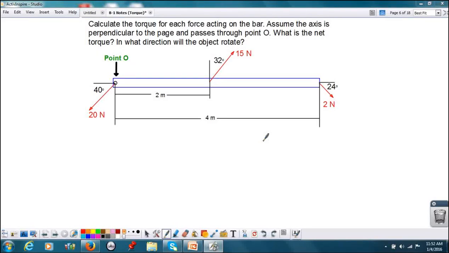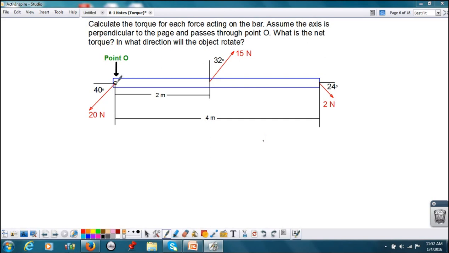In this problem, we are asked to calculate the torque for each force acting on the bar. We are to assume that the axis is perpendicular to the page and passes through point 0. What is the net torque? In what direction will the object rotate?